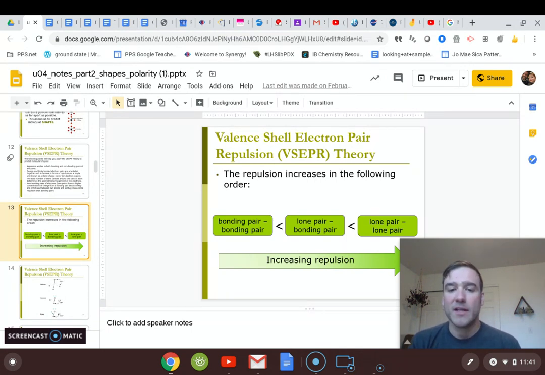But when you have a bonding pair next to a lone pair, that repulsion increases some, but it's the maximum repulsion when you have a lone pair next to another lone pair. Those really maximize the distance between them, repel a lot, and modify the shape to a large degree. Just as a reminder, what we're looking at is the regions around the central atom only.